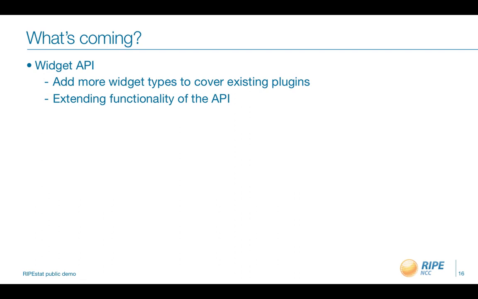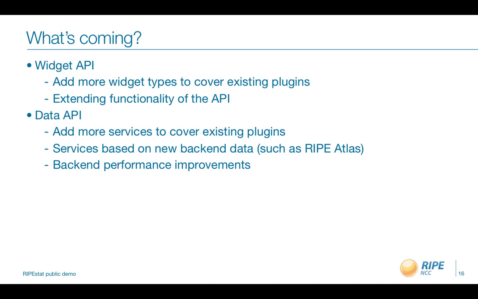Okay, now we have a quick look at what is coming after this. For the Widget API and also for the Data API, one of the main points of focus is to add more services and more widgets to cover the existing plugins that we have in RIPEstat. So at one point you can replicate the whole functionality of the RIPEstat web application purely through widgets. This is one of the things.